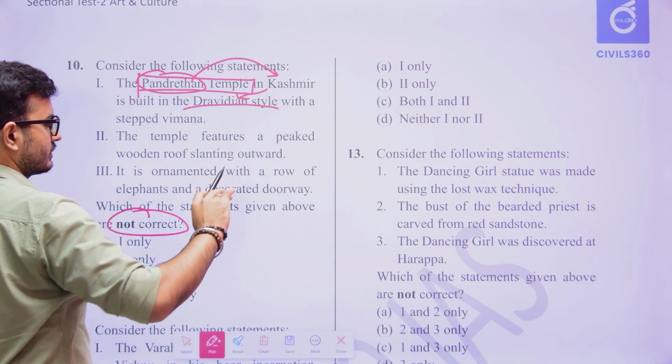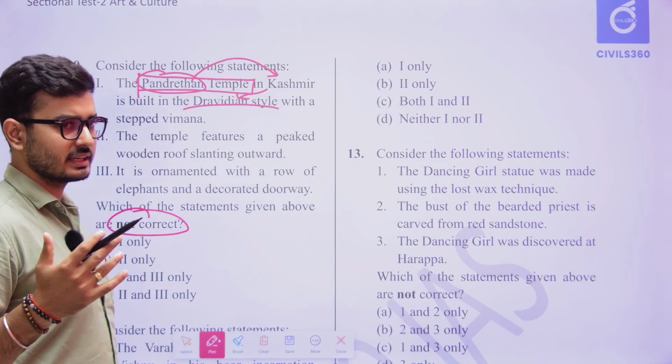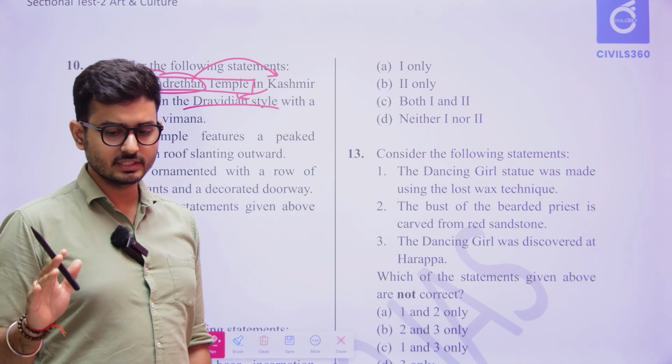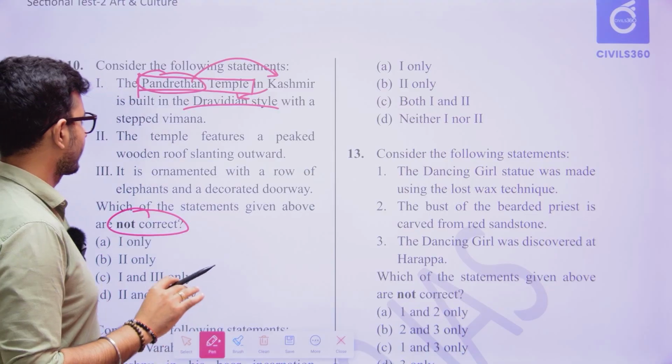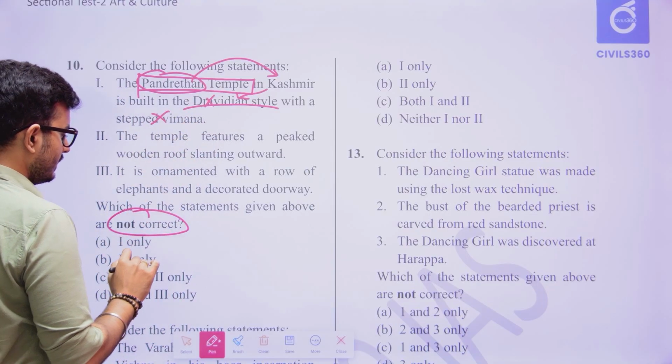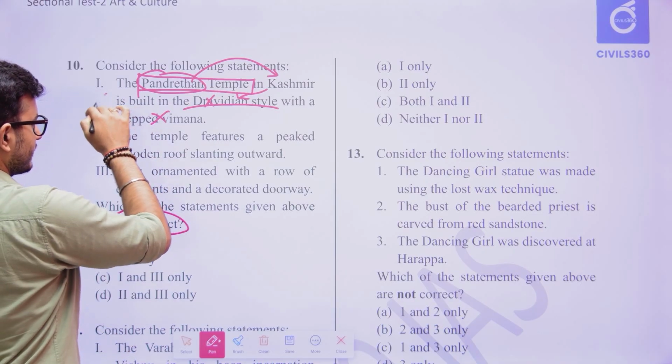What have I told you? The northern temples are generally built in the Nagara style of architecture, and the southern temples are built in the Dravidian style of architecture. So here the first statement itself is going to be wrong. Okay, and we have to find the statement which is not correct. So the first statement is wrong.